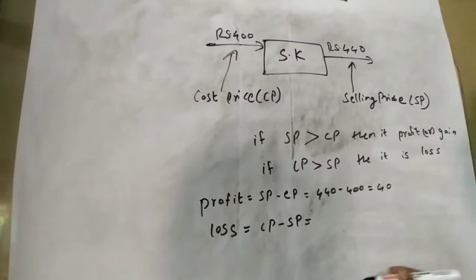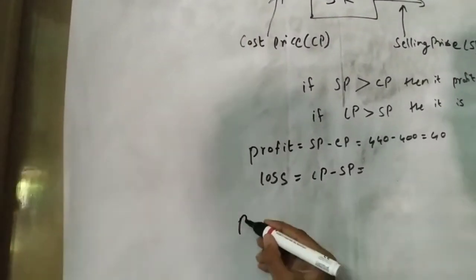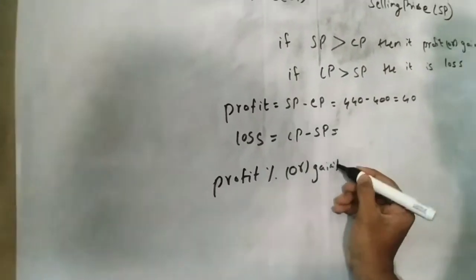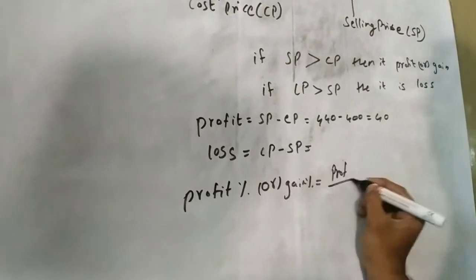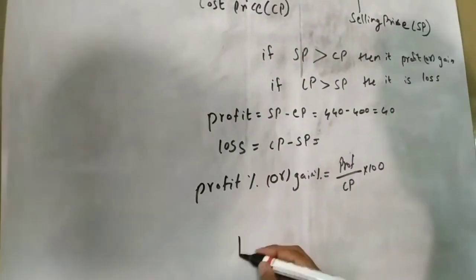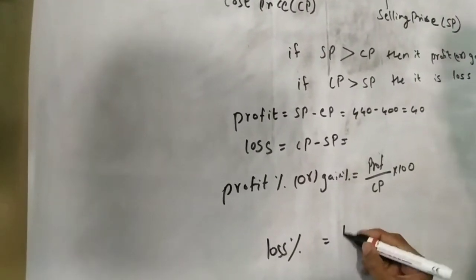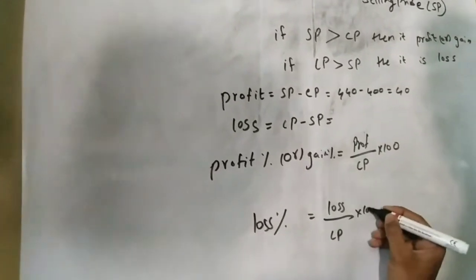There are some basic formulas, such as profit percent, or we can call it gain percent. That is equal to total profit by cost price into 100. And also there is a formula for loss percent. That is equal to loss by CP into 100.